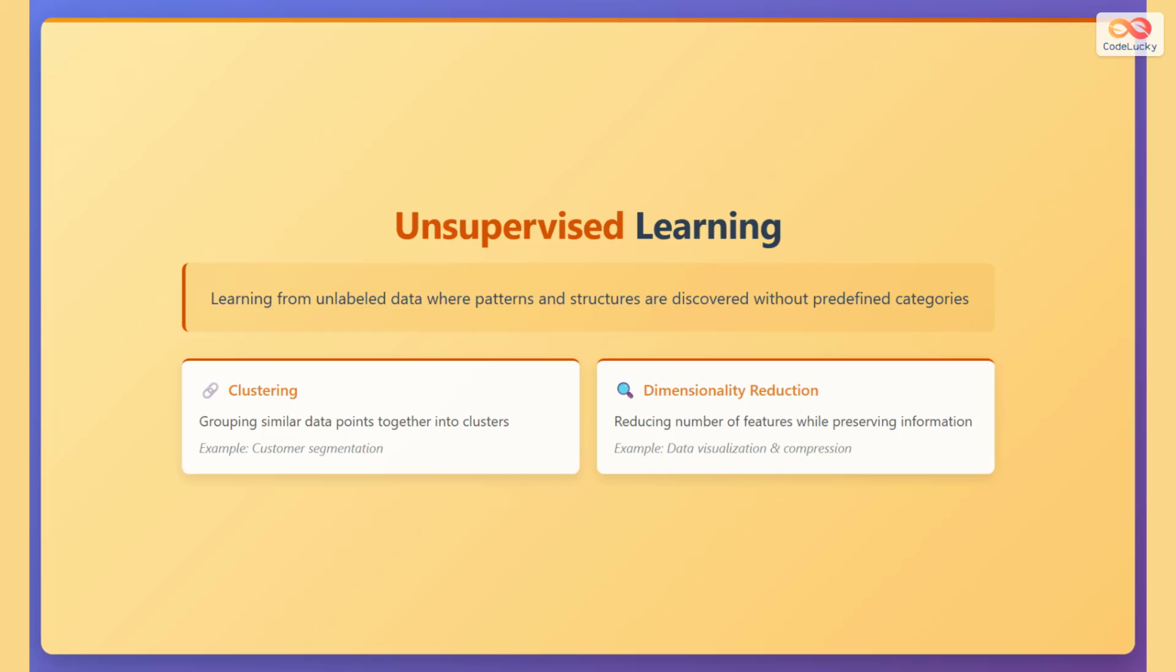Dimensionality reduction simplifies data by reducing the number of features while keeping important information. This helps with data visualization and compression. Unsupervised learning is valuable when you don't have labeled data or when you want to explore and understand the underlying structure of your data.